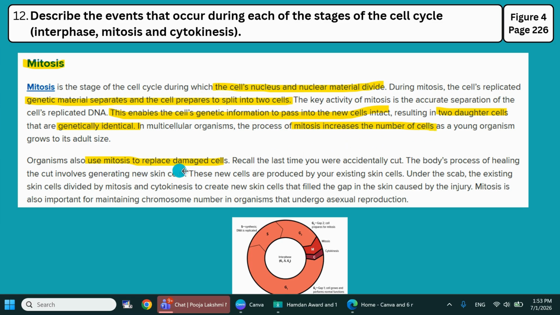Organisms also use mitosis to repair damaged cells, to remove the damaged cells and replace them. Okay. So sometimes when our hand gets cut, the body starts healing it. New cells are formed, and the existing cells form under the scab. The repair work goes on, and then the injury is healed. Mitosis also takes place for maintaining the chromosome number, and when organisms undergo asexual reproduction.